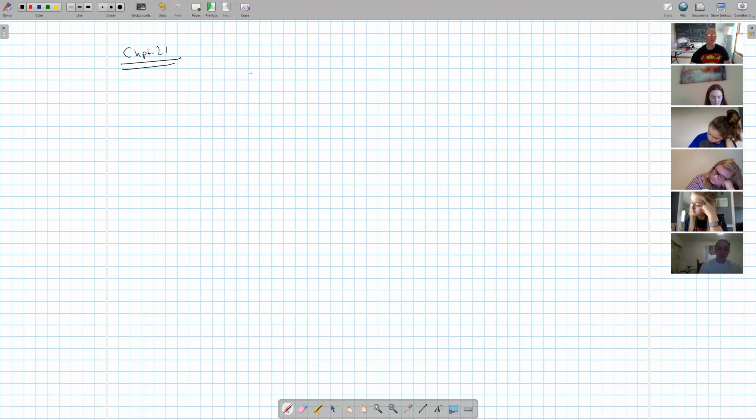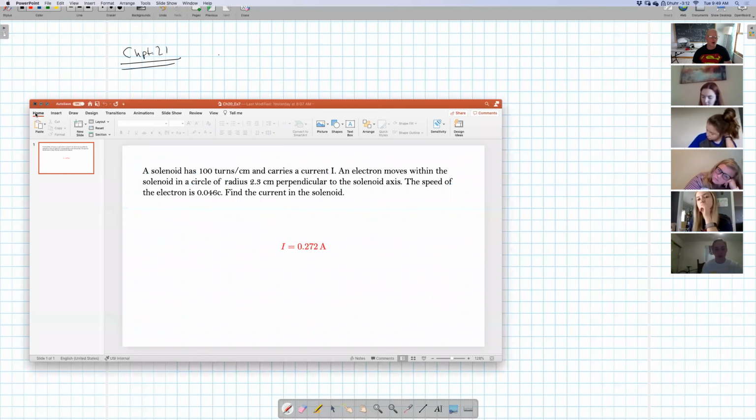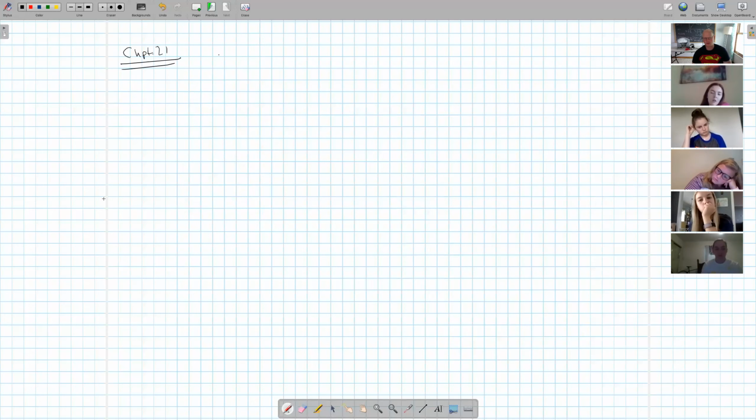So chapter 21 basically wants us to ask a question, and that question is, so far we've talked about electric fields, so far we've talked about magnetic fields, but are these two things related to each other? So the question is, is a magnetic field related to an electric field?